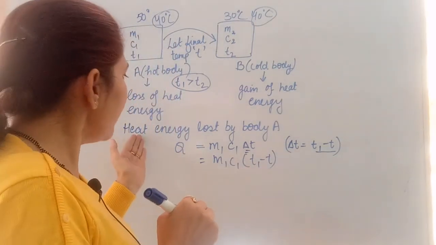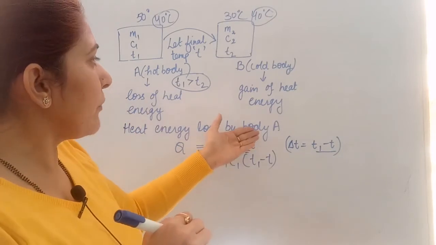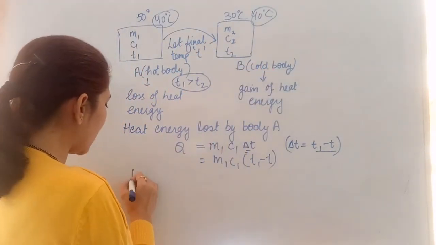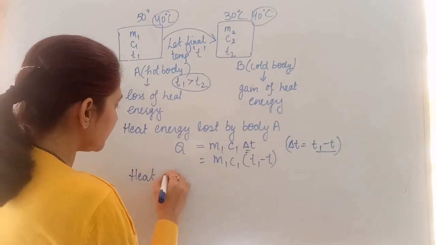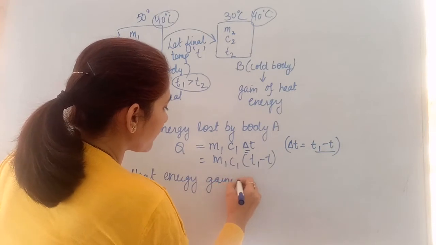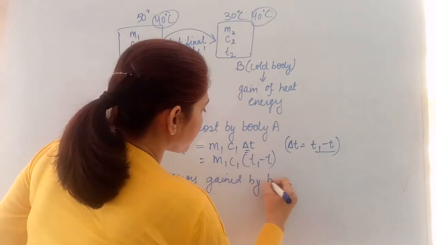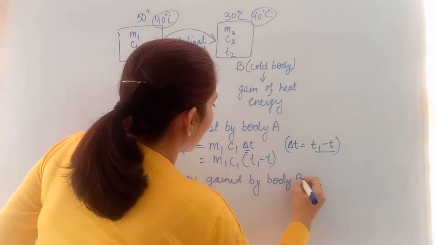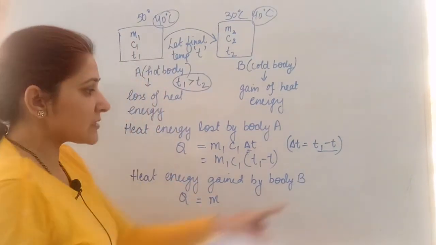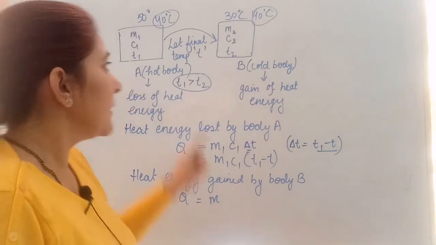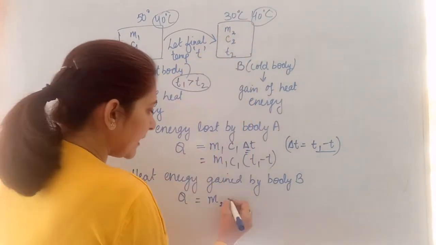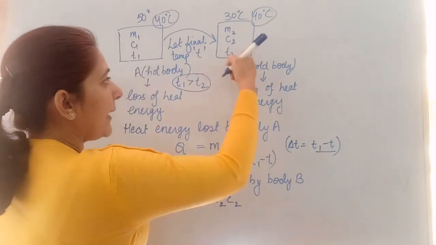Now at the same time, whatever energy is lost by body A, that same energy is gained by body B. So you can write the heat energy gained by body B. How can you write it? That is given by m1. No, this is body B, don't write m1 here. This is m2, specific heat capacity is c2, and the temperature change.